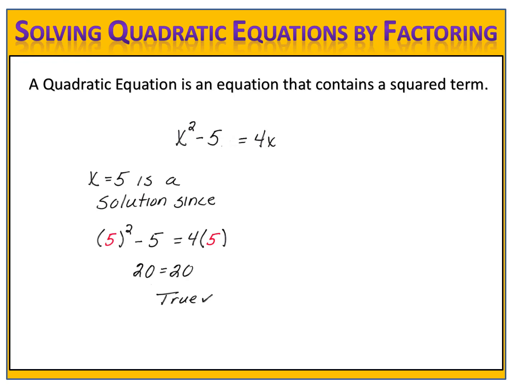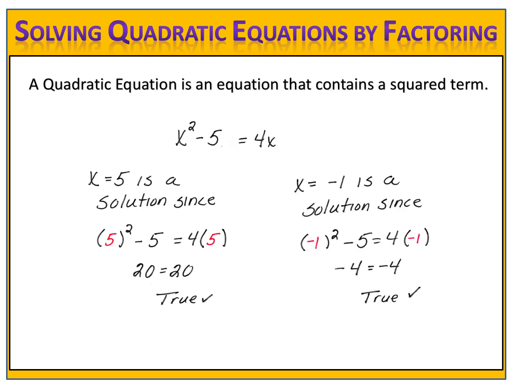One solution is x equals 5. X equals 5 is a solution since when I substitute 5 in place of x, I get a true statement, 20 equals 20. Another solution to this equation is x equals negative 1. Again, because when I substitute negative 1 in place of x, I get a true statement.